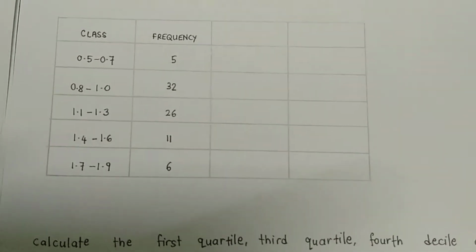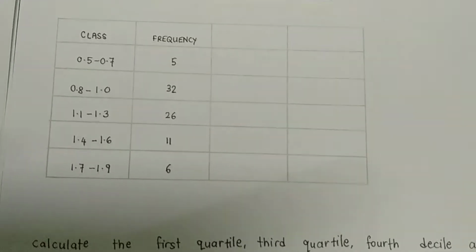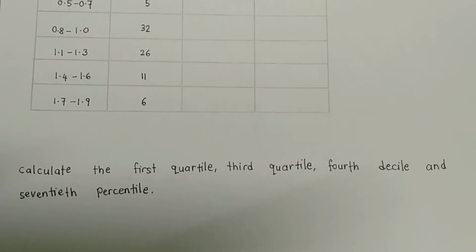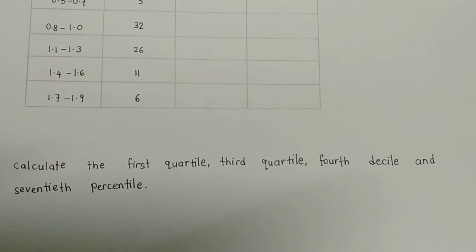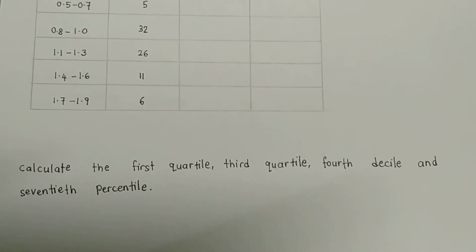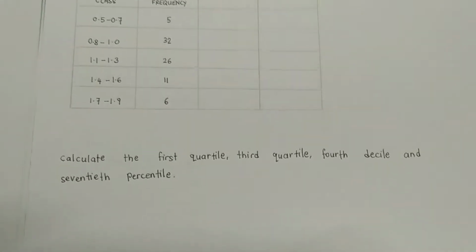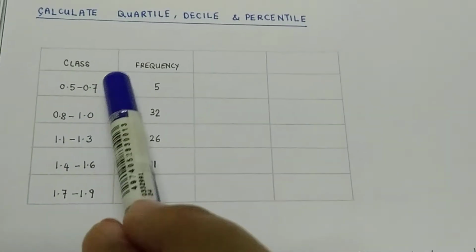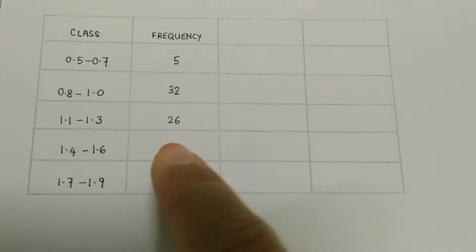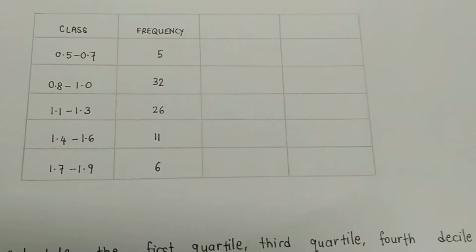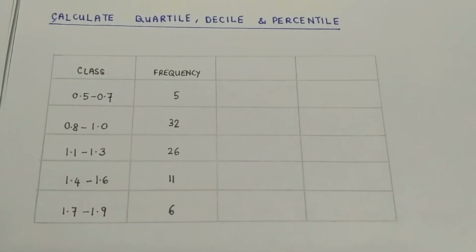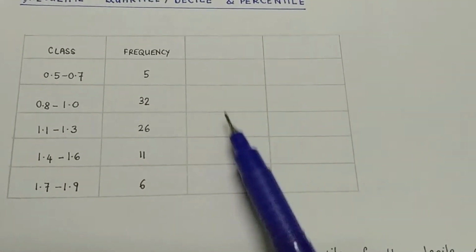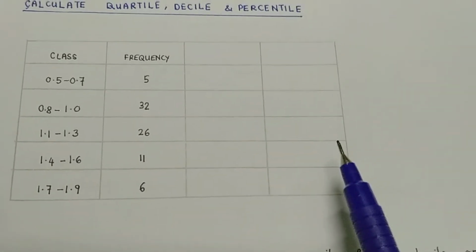Now let's look at our data here. For example, the question wants us to calculate the first quartile, third quartile, fourth decile, and the 70th percentile. For the first question, first quartile, if we look at this data, we have a column for class and a column for frequency. To calculate quartile, decile, and percentile, we must add some columns at the right.